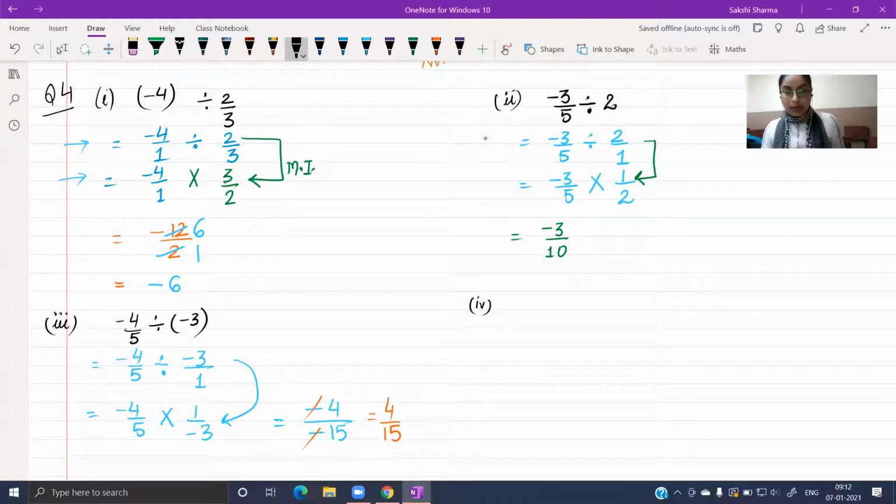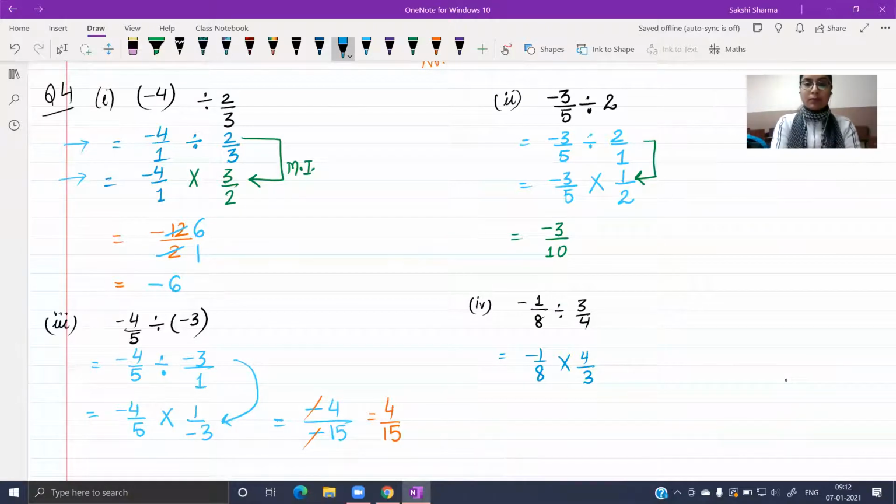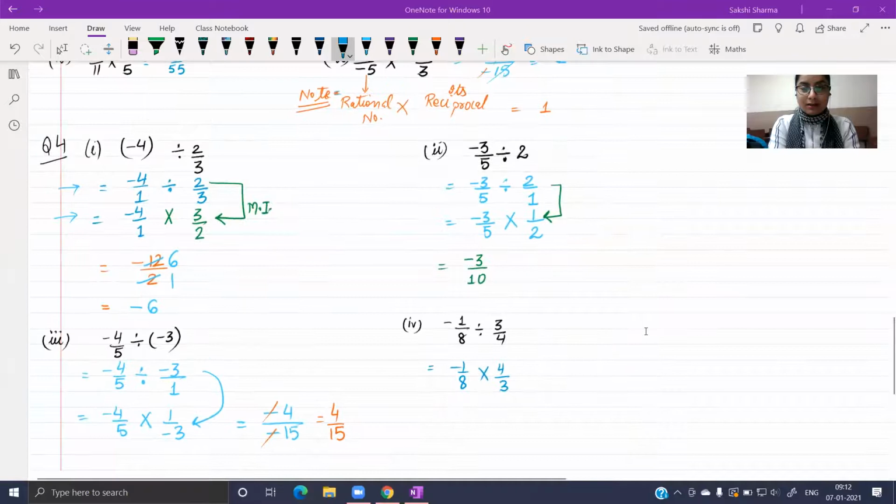Fourth part, we have minus 1 by 8 divided by 3 by 4. So I already have rational numbers with me. So I'm going to just change the sign of division. Minus 1 by 8, first as such, no change. Division becomes multiplication. 3 by 4 becomes 4 by 3. Minus 1 by 6.